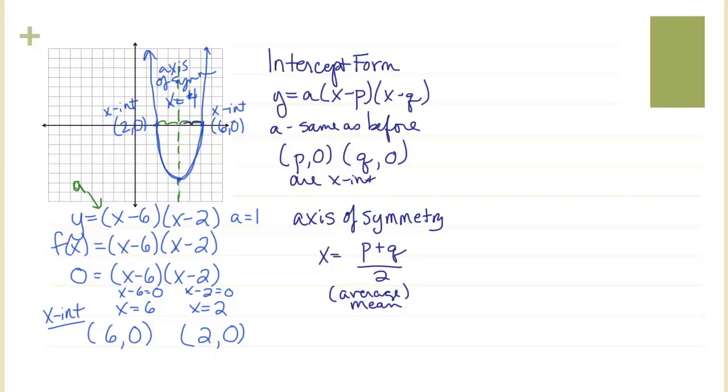That's perfectly fine. Sometimes it's going to be a fraction. If your x-intercepts are an odd number of numbers apart, you're going to get a half, right? Or a decimal of some kind. But if they're an even number apart, you just count and you're in the middle and you're good.